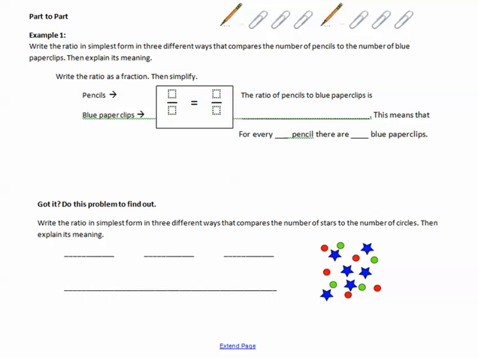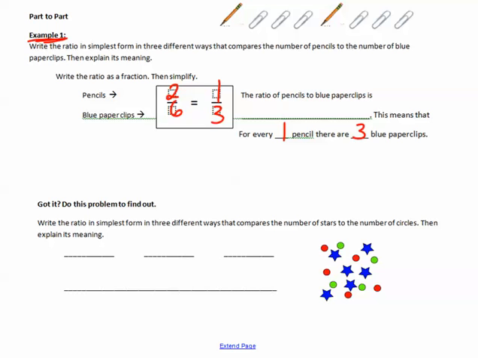All right, let's come back for a couple more examples. This first example we already did. I was talking to you more about simplifying it, but we were so advanced we already did it. So again, pencils to paperclips, that's a 2 to 6 ratio, but we simplified it, so we got a 1 to 3. So what that meant is the ratio of pencils to paperclips is 1 pencil for every 3 paper clips.